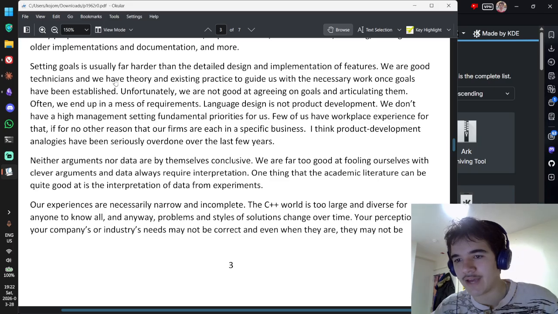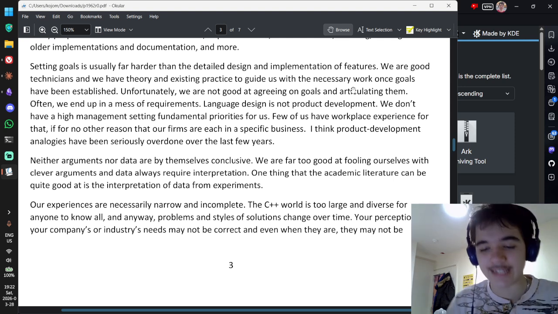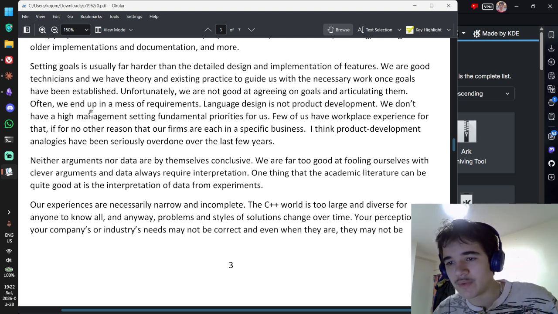We are good technicians and we have theory and existing practice to guide us with the necessary work once goals have been established. Unfortunately, we are not good at agreeing on goals and articulating them. Articulating them is also important, yes. Often we end up in a mess of requirements. Language design is not product development. We don't have a high management setting fundamental priorities for us. Few of us have workplace experience for that, if for no other reason than that our firms are each in a specific business. I think product development and analogies have been seriously overdone over the last few years.